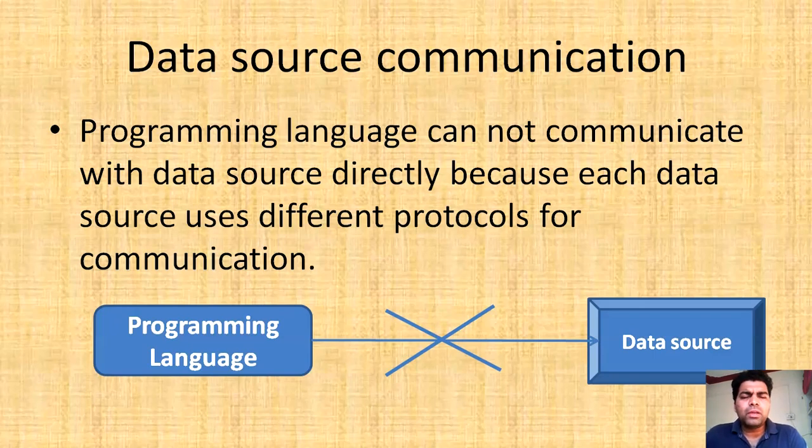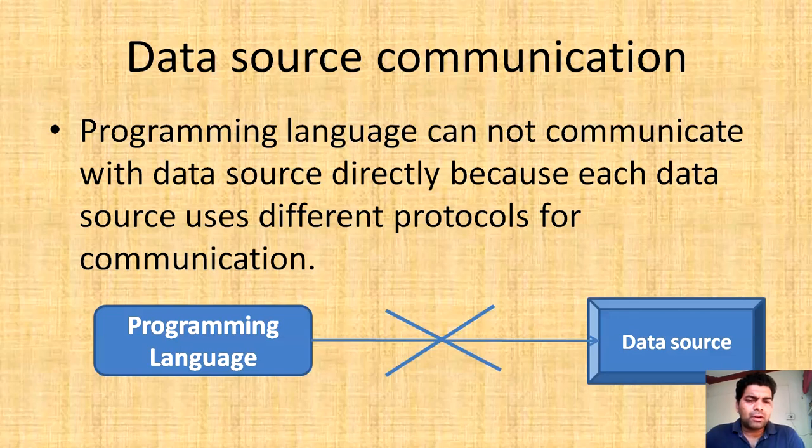If we have to communicate with our database, there is one problem with connectivity: our programming language cannot directly communicate with our data source. Why? Because each and every data source uses a different protocol for database communication. Since every data source uses a different protocol, the programming language would have to know all the rules about data communication. Basically, a protocol is a set of rules to connect with your data source.